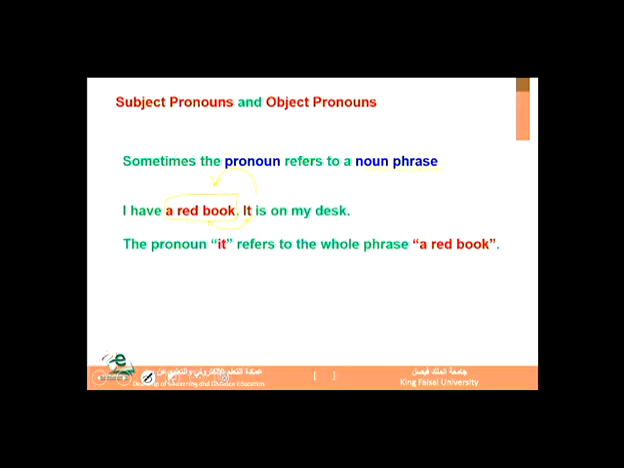In other words, the pronoun refers back to a noun. The pronoun refers back to a noun phrase. Noun phrase means it is not only one single noun, but it can be a noun with a preposition, a noun with an article, and so on and so forth. So the pronoun it, in this example, refers to the whole phrase, a red book. So this sentence means, I have a red book. A red book is on my desk. So it refers back to a red book.